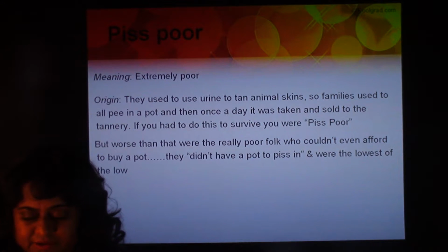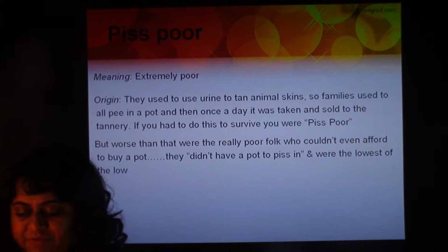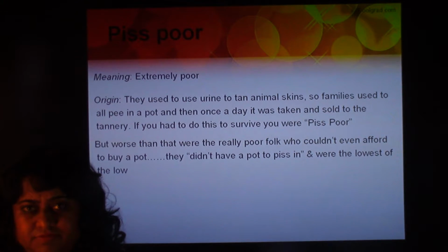But worse than that were the really poor folk who couldn't even afford to buy a pot to pee in. They were so poor. So that gives rise to another phrase. They don't have a pot to piss in. So that's what it means. And they were the lowest of the low.